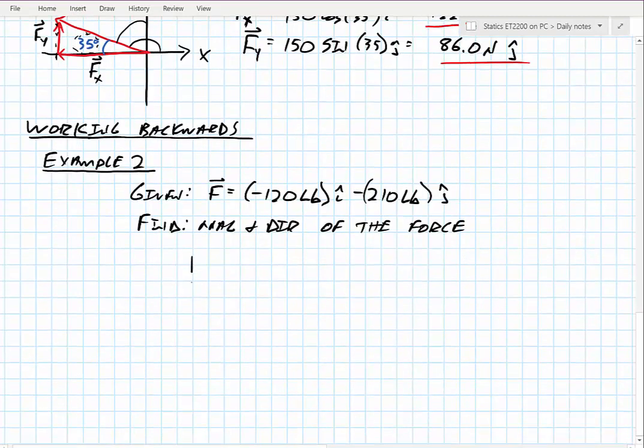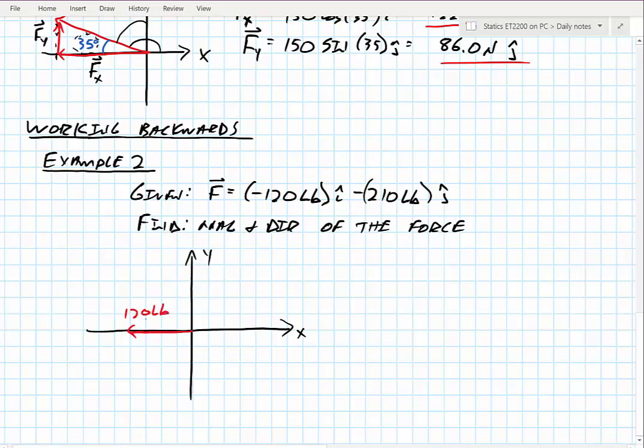So if I were to look on a coordinate system and map out what this thing looks like, I put my components on here. In the x direction, what I'm saying is I'm going in the negative direction 120 units. So I'm going over 120 pounds. And in the y, I'm going down 210 pounds. Notice I'm not putting the negative in front of those numbers because the direction is already indicated by the arrow, so I'm not putting it on the number.